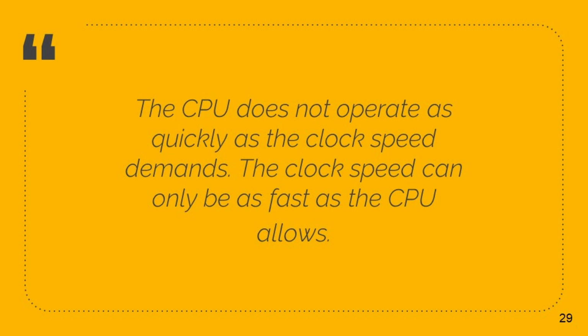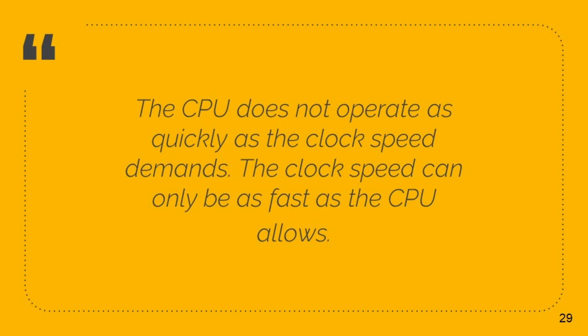2. Pipeline stalls. CPU pipelines may experience stalls or delays due to various factors such as cache misses, branch mispredictions, or data hazards. When a pipeline stall occurs, the CPU may be unable to progress until the issue causing the stall is resolved, leading to inefficiencies and reduced throughput. Stalls can limit the effective utilization of the CPU's resources and prevent it from operating at its maximum clock speed.